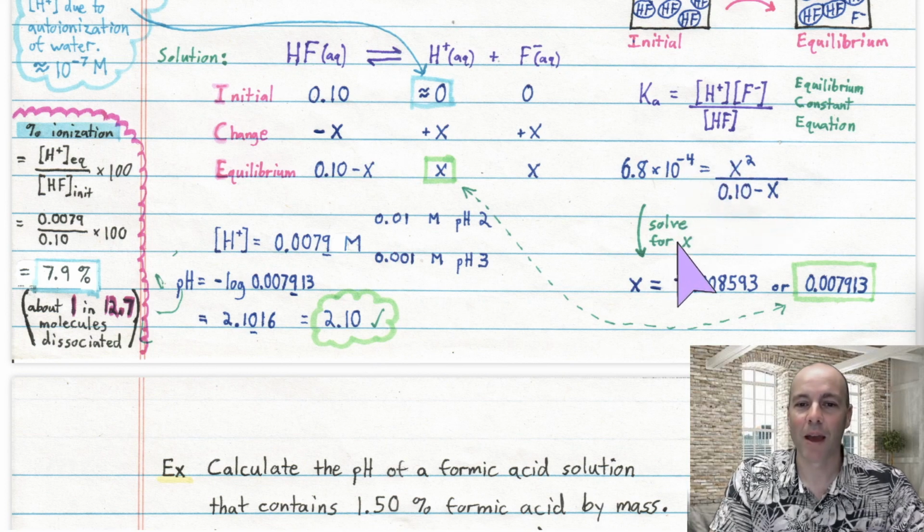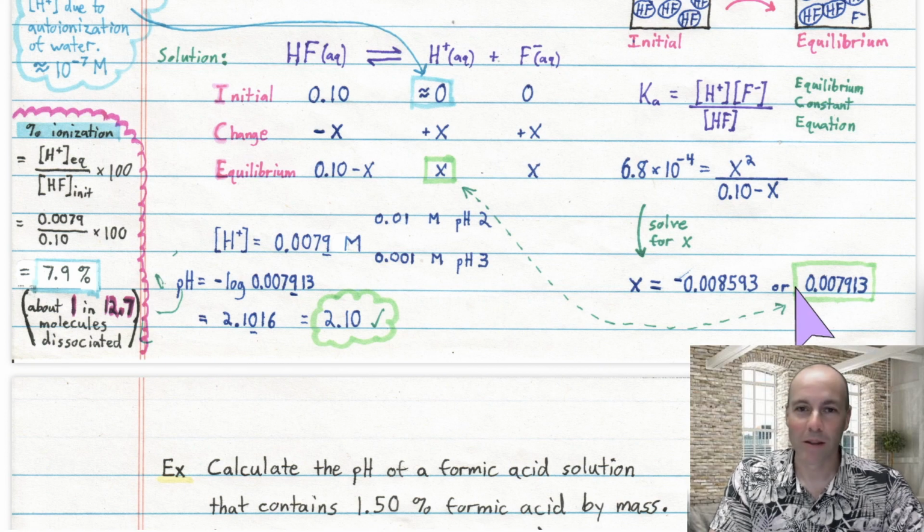Solving it for x, you get two answers. Quadratic equations give you two answers. In this case, you get a negative answer and a positive answer. One of them is always the correct one. You just have to look at the two and see which one doesn't make sense. You can't have negative concentrations. It has to be this one right here. So the proton concentration at equilibrium is 0.007913.